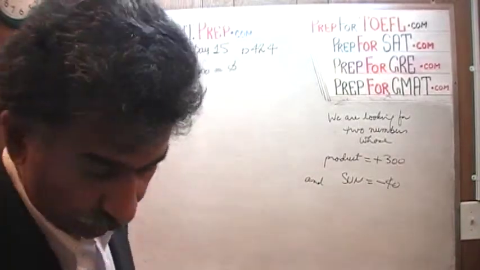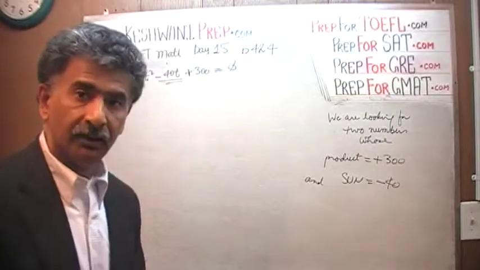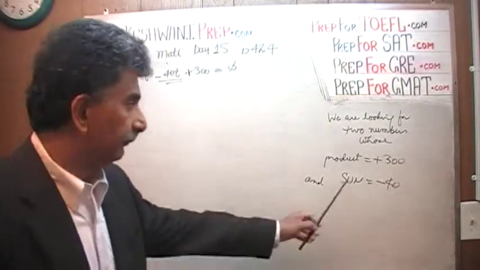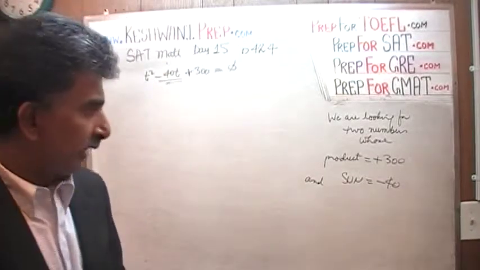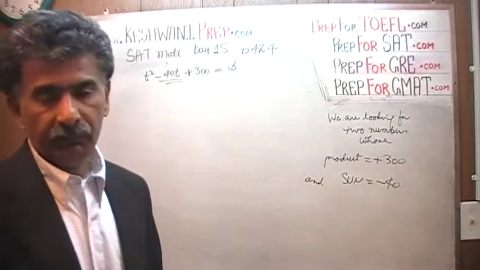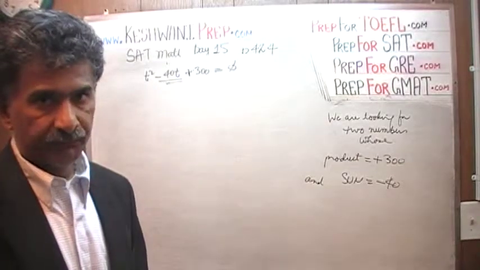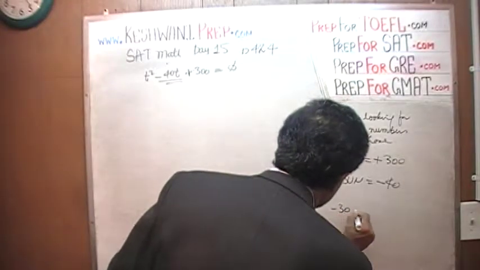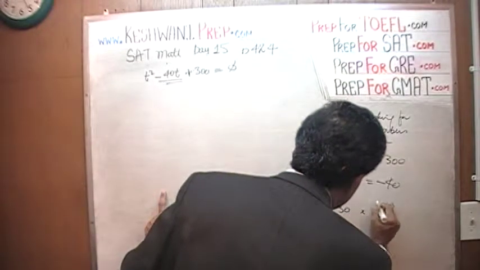So if you like, you could actually pause this video for a few seconds and see if you can think of two factors such that when we multiply them together, we get 300, but when we add them together, we get negative 40. Do you know what those two numbers are? The numbers are negative 30 and negative 10.